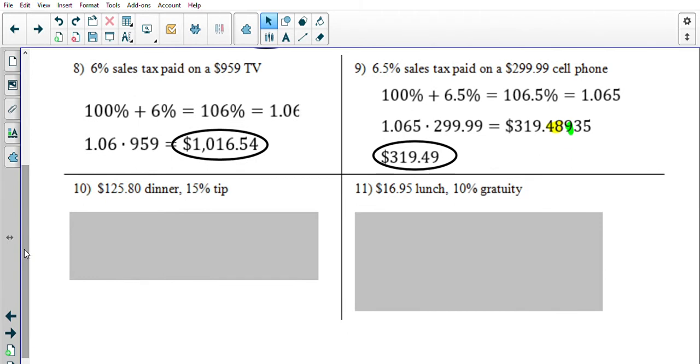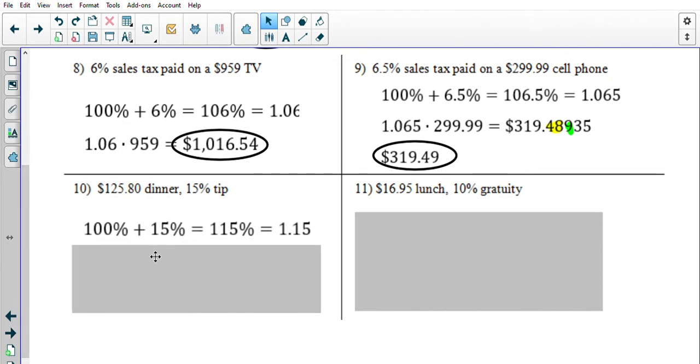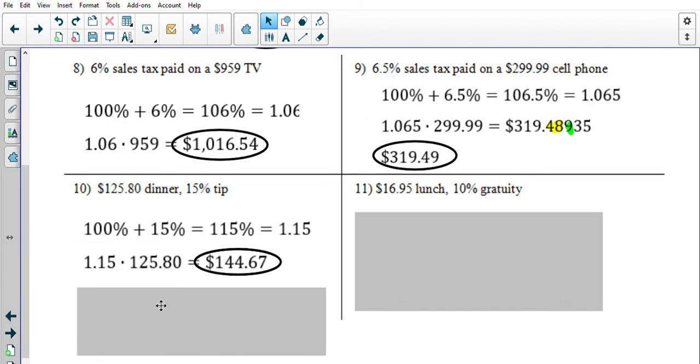All right, number 10, moving right along. $125.80 for dinner and a 15% tip. Again, that's something that's being added on. So 100% plus 15% is 115%, or 1.15. Multiply that by $125.80, and we get $144.67. Again, in real life, you're probably not going to leave $144.67. You'd probably round it up to $145, and whatever's left over would be the tip.